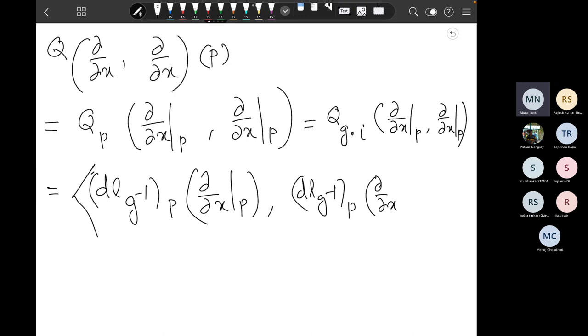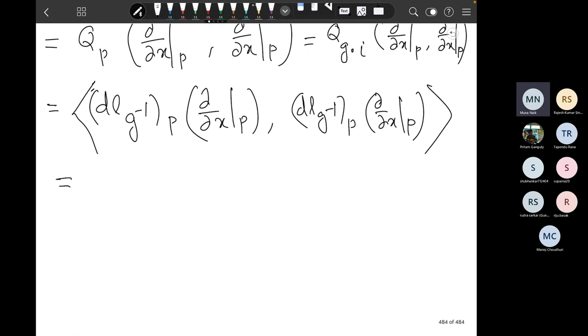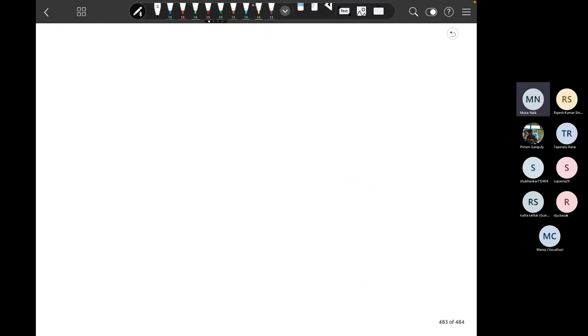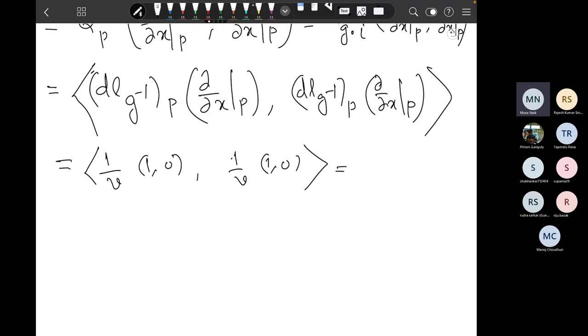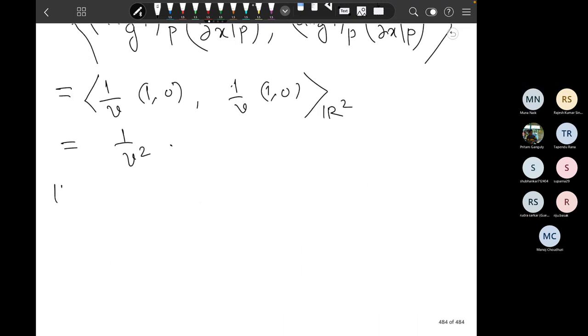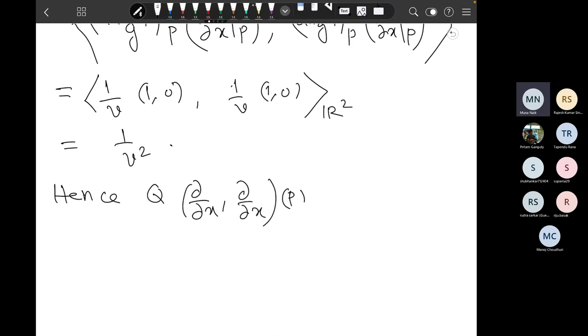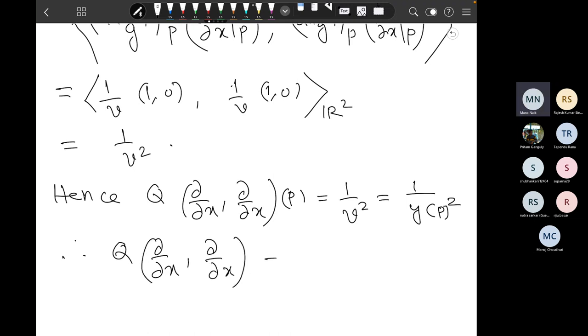So this is really what? 1/b, 1, 0, right? This is 1/b, 1, 0. And this is the inner product on R², so you will get 1/b². Hence what I am getting? Hence Q_P of ∂/∂x, ∂/∂x at P is really 1/b², and b is the y coordinate of P, so I can write it as 1/y_P². But you can free the variable P, so you will get Q of ∂/∂x, ∂/∂x is equal to 1/y².